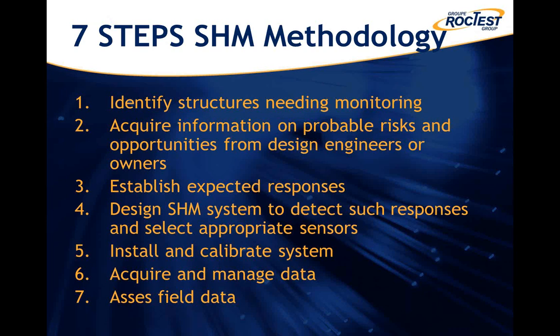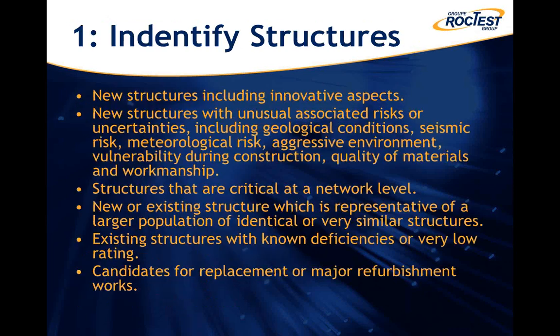First step consists in identifying the structure that needs or benefits from monitoring. Second step, acquire information on probable risks and opportunities, working together with design engineers and owners. Step number 3 is establish expected responses to those risks and opportunities. Step number 4, designing an SHM system to detect responses and select the appropriate sensors. Number 5, install and calibrate the system. Number 6, acquire and manage data. And number 7, assess the field data. So let's have a look at each of these steps in more detail.